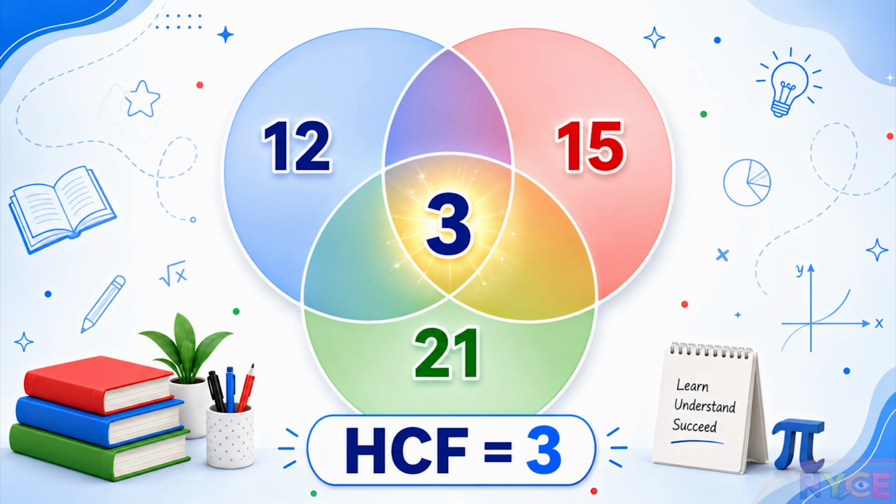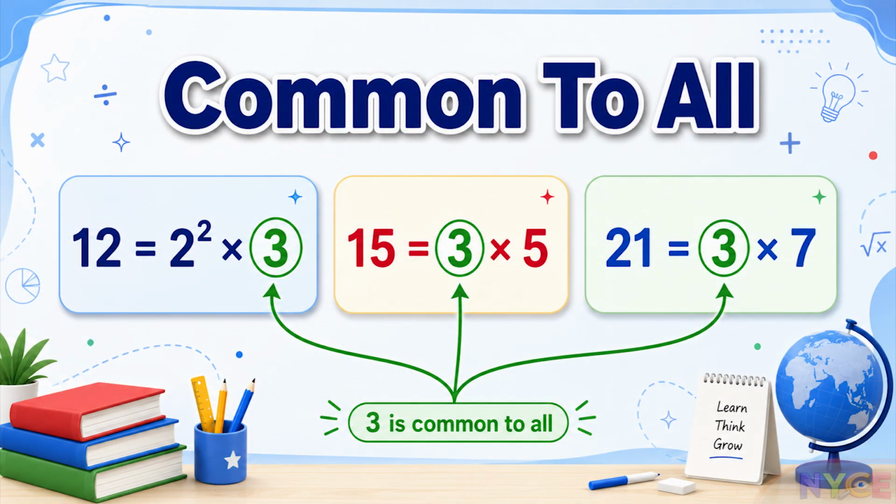Now let us solve a worked example. Find the HCF of 12, 15, and 21. First, write the prime factorization of each number. 12 equals 2 squared times 3. 15 equals 3 times 5. 21 equals 3 times 7.